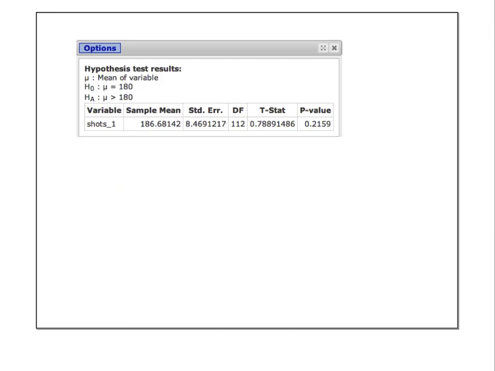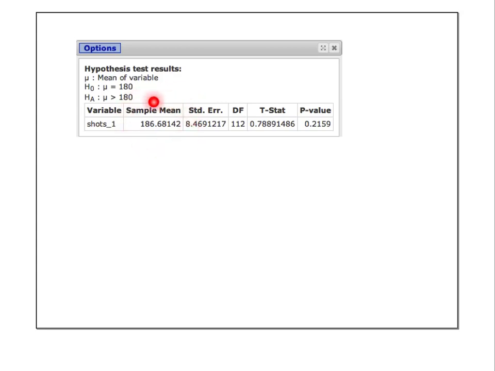One more example of computer printout. This is actually from Laserland. I took the data from our first game and I looked at the number of shots and I said, well, maybe I want to show that on average the number of shots per game is more than 180, using that one game as a sample.